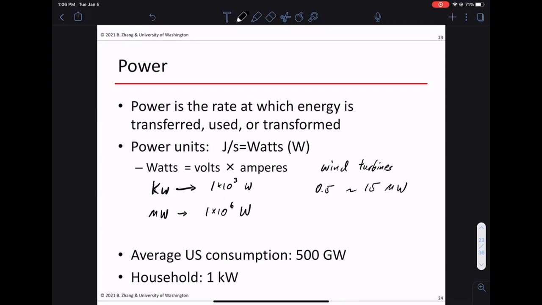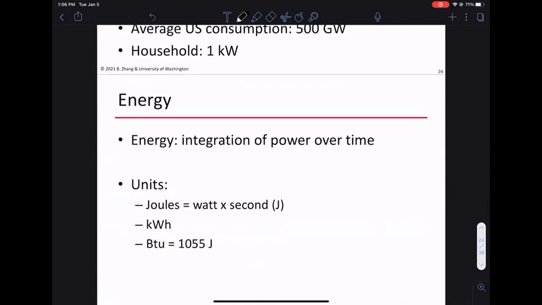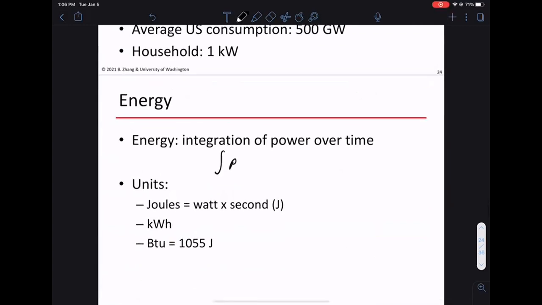So this is power. Energy is very different than power. Energy basically is the integration of power over time. So if you integrate power over time, you get energy.